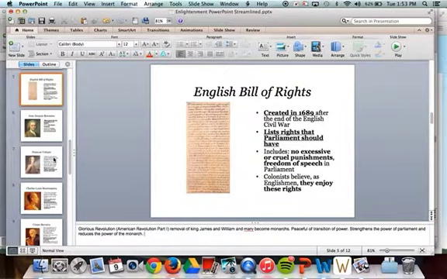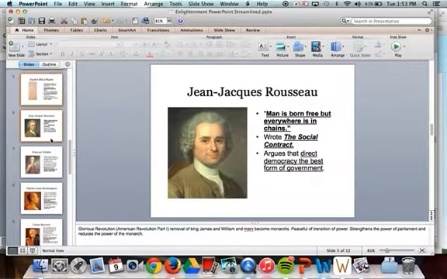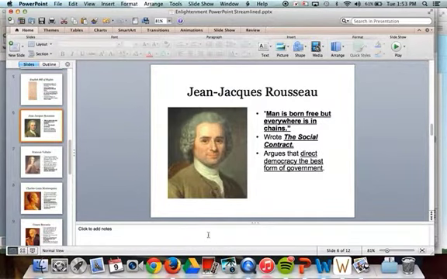So here are some major thinkers besides John Locke. John Locke's really important, but one of the most important are people like Jean-Jacques Rousseau.